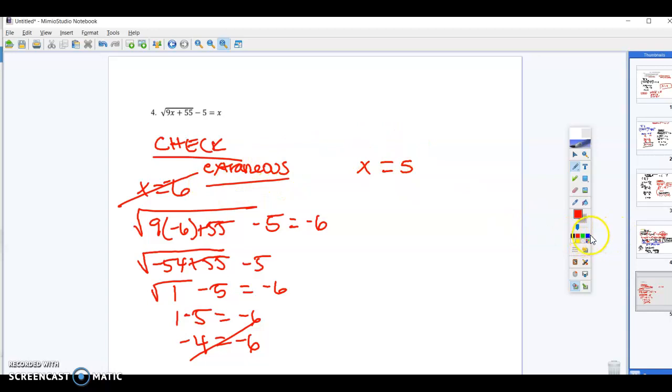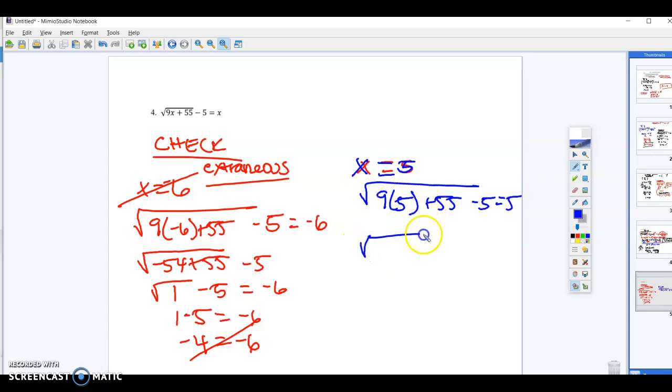Over here, x equals 5. So we're going to take 5 and we're going to plug it in for all of our x's in our equation. So 9 times 5. 9 times 5 is going to give me 45. 45 plus 55 gives me 100. The square root of 100 is 10. And 10 minus 5 is 5.